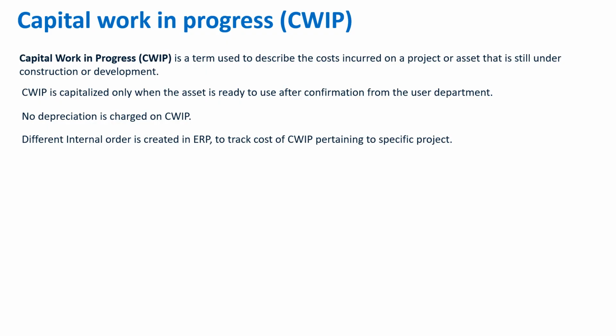For example, the company may have 10 projects at the same time. You can't park everything in one ledger, right? Even though you park in one ledger, the company will create an internal order. It is equal to a cost center. Okay. And all the cost relating to that particular project has to be parked in the internal order.